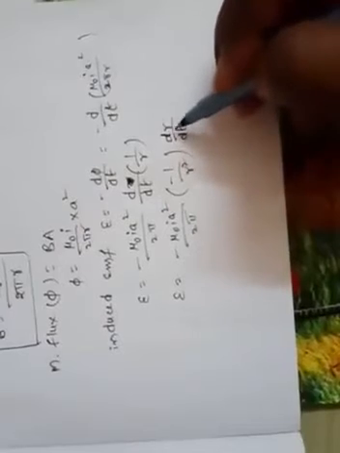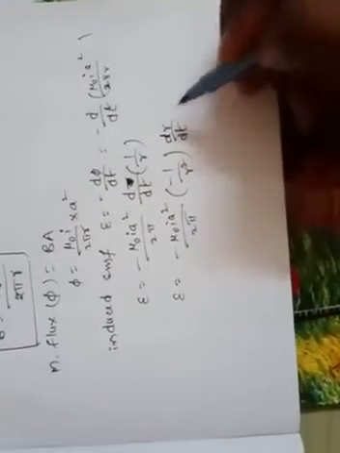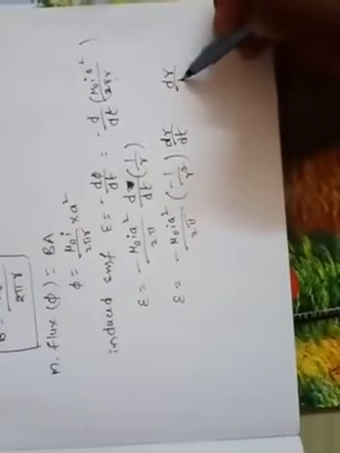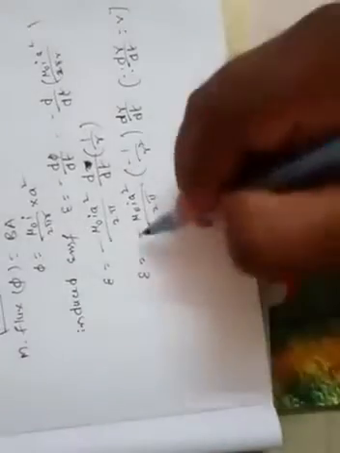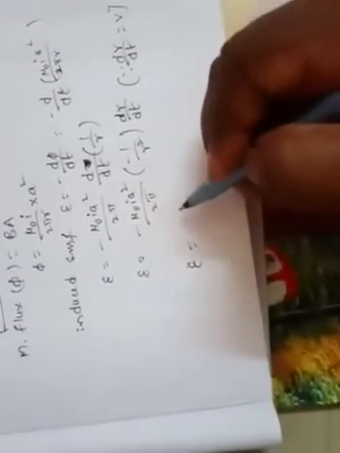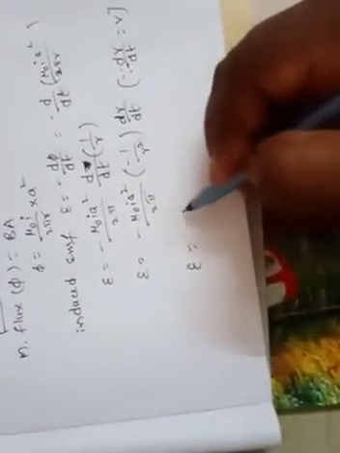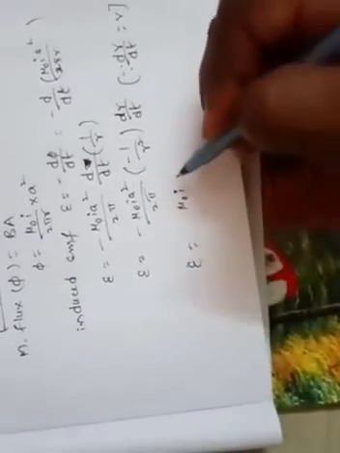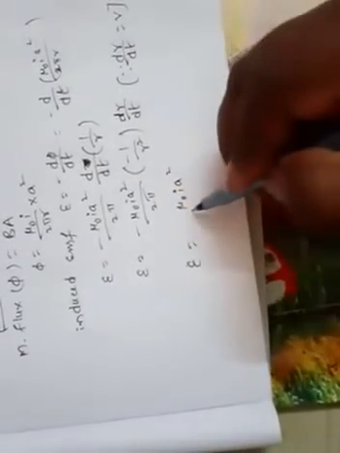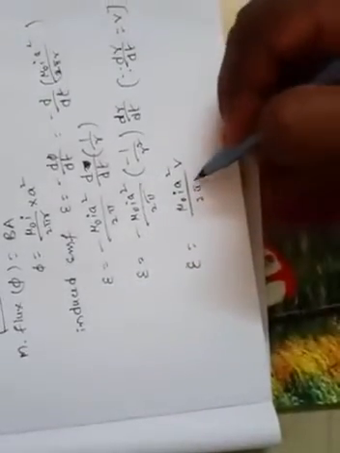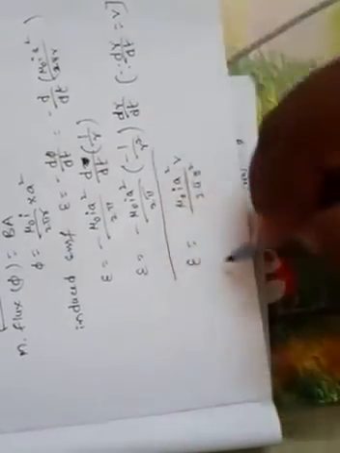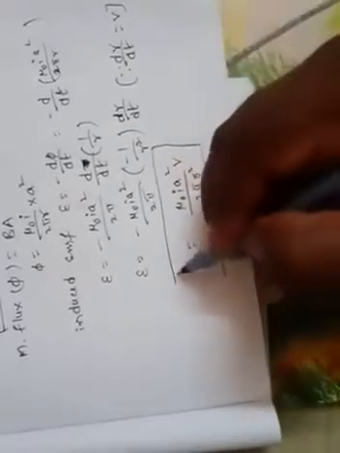So dR by dt means R is varying with respect to time. We can write this as V. dR by dt is V. So this minus gets cancelled. Finally we got induced EMF equal to minus mu naught I A square V by 2 pi R square. This is the induced EMF produced in the square loop.